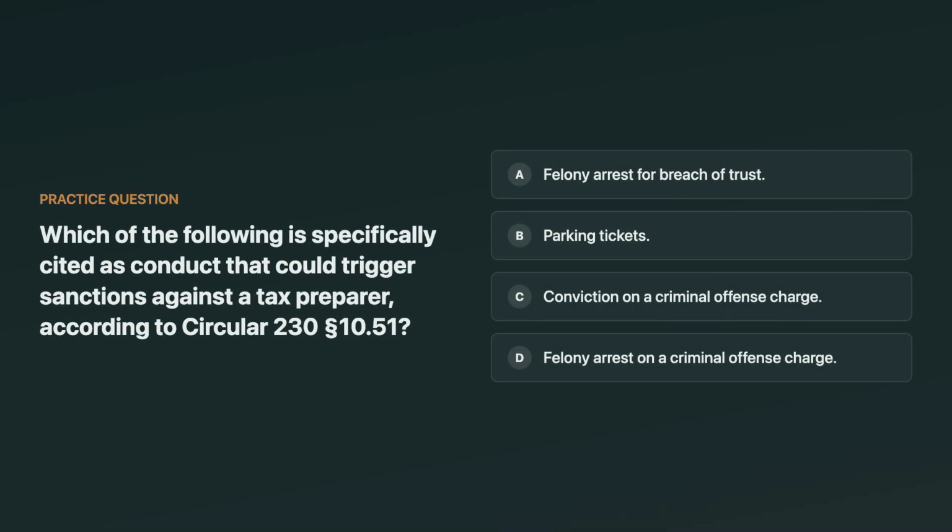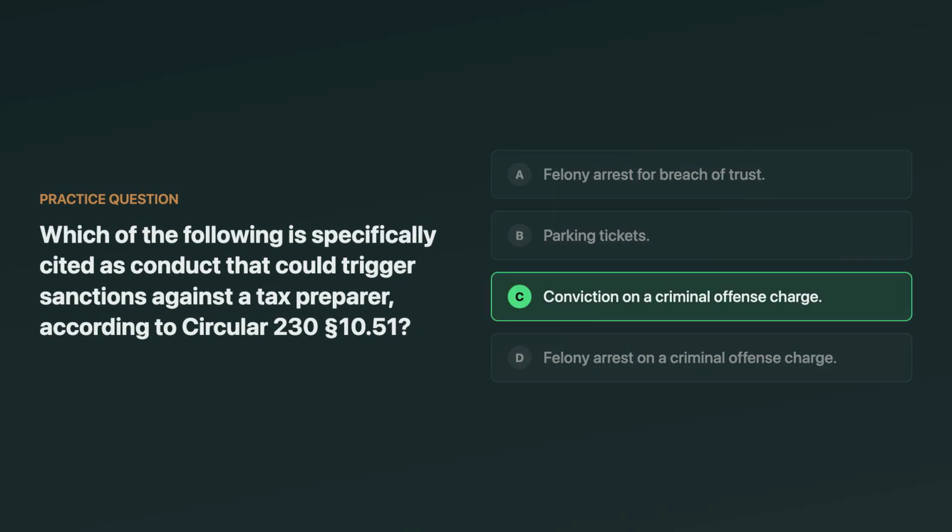Which of the following is specifically cited as conduct that could trigger sanctions against a tax preparer under Circular 230 Section 10.51? The choices include things like a felony arrest for breach of trust, parking tickets, conviction on a criminal offense charge, and a felony arrest on a criminal offense charge. Think about it. Which one is actually listed as disreputable conduct?